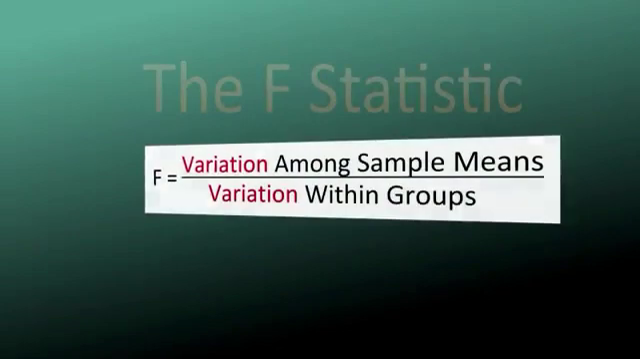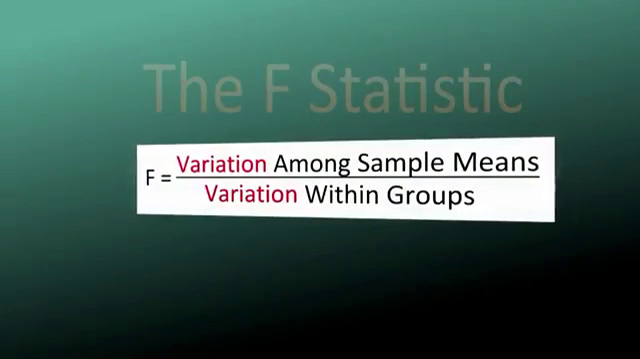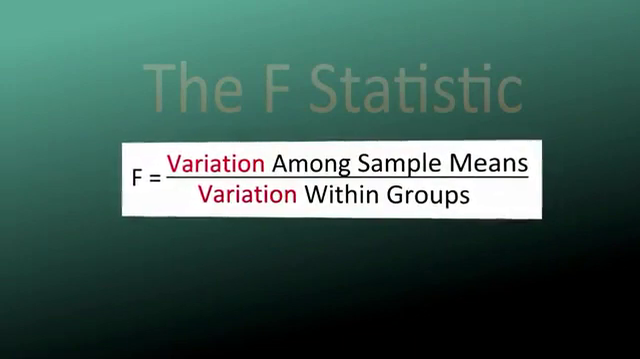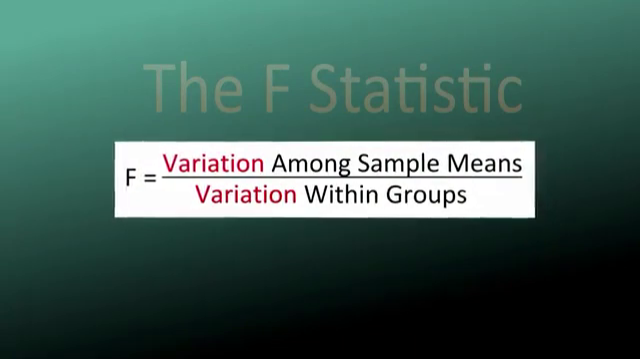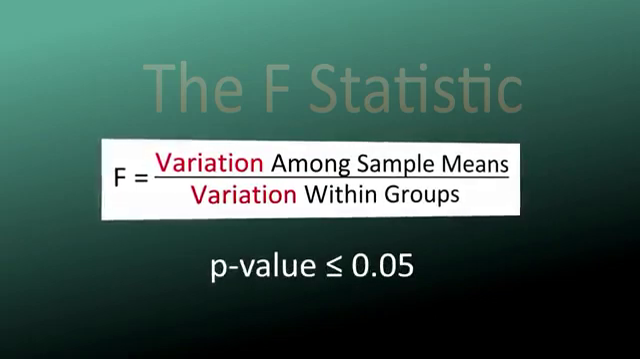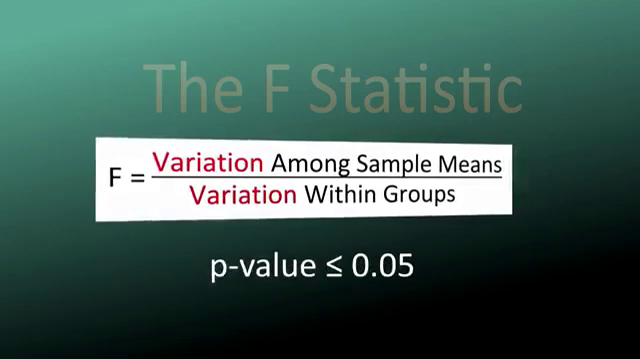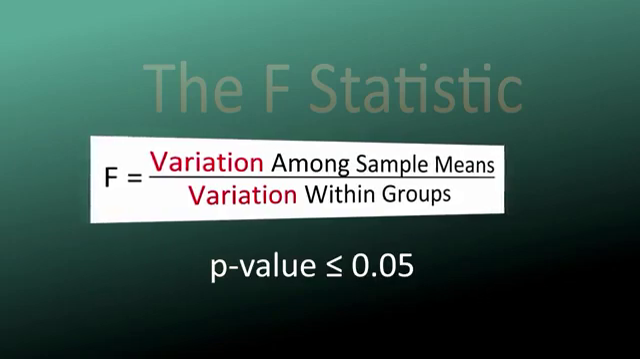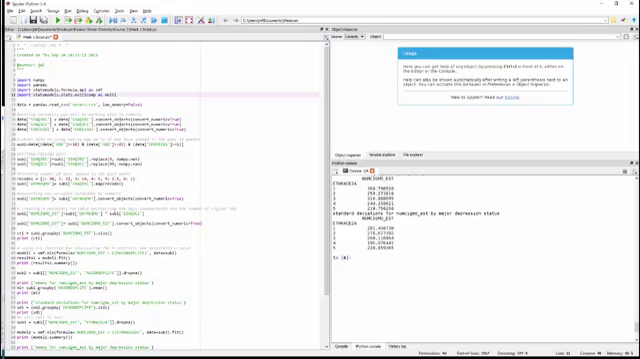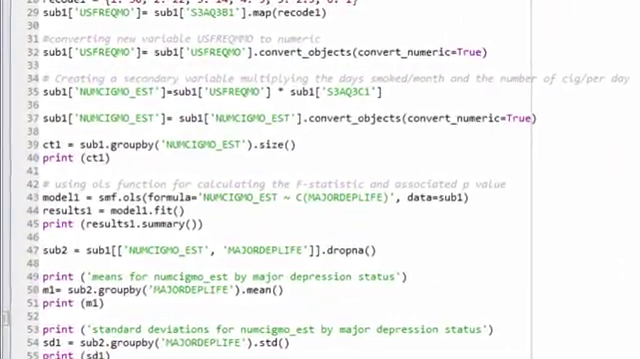The F statistic is calculated by comparing the variation among sample means to the variation within groups. If the variation among sample means wins out, the p-value will be less than or equal to 0.05, and we have a significant finding. This would allow us to reject the null hypothesis and say that the explanatory and response variables are associated. The model Python syntax for conducting an analysis of variance with OLS is the following.